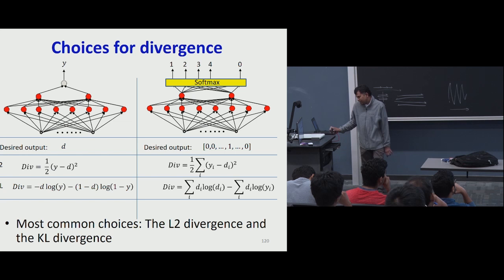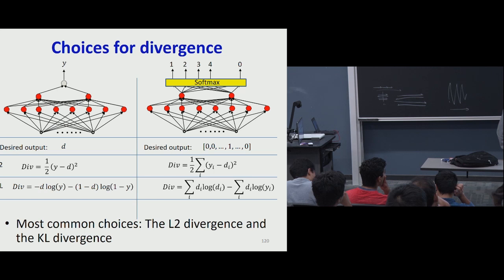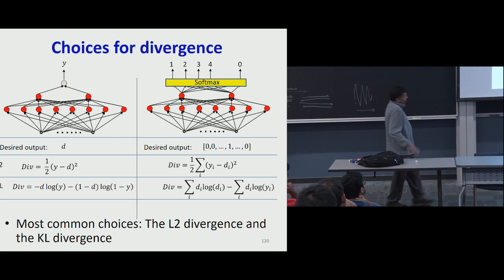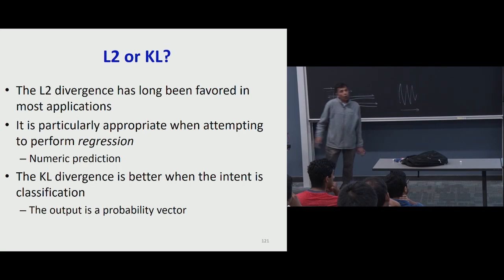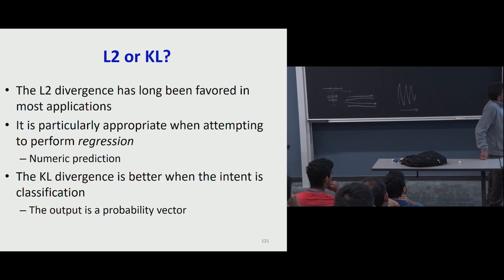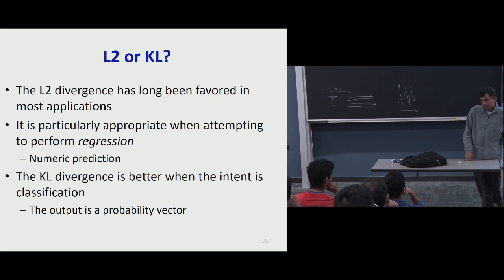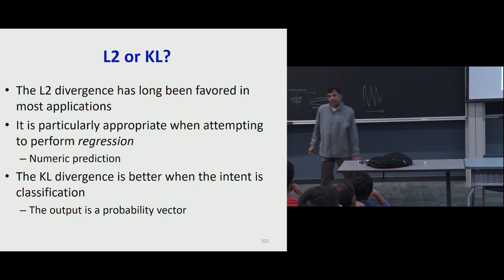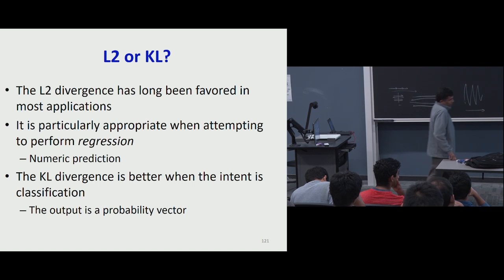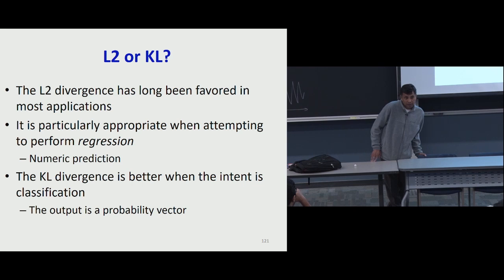Now let's look at our two most popular choices of divergence. One is the L2 divergence, and the other is the Kullback-Leibler divergence. We've seen this enough in your homeworks that you know exactly what each of these two are. Why choose L2 over KL or vice versa? Now, in many applications, the L2 divergence has long been favored. Anytime you do any kind of math, they always begin talking about the L2 divergence, unless you're looking at classifiers. It's particularly useful when you're trying to perform regression, like predicting real-valued outputs. But if the intent is classification, the Kullback-Leibler divergence is actually more appropriate.